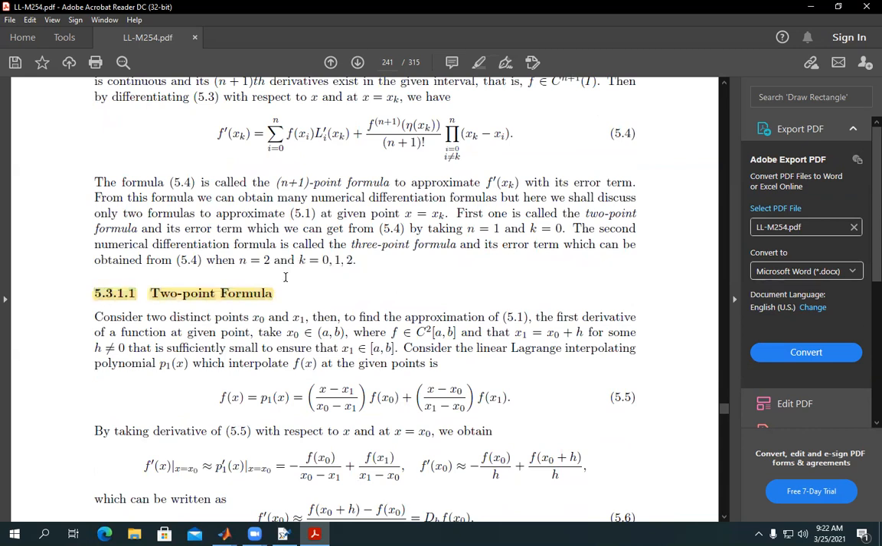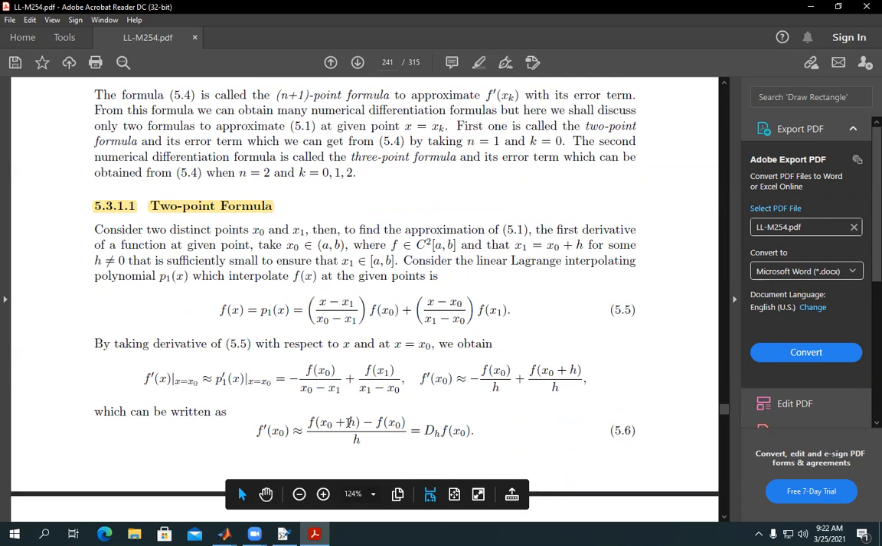First rule is called the 2-point rule, the 2-point formula. Here I prove the formula, but no need to prove here. And this is the formula you have to remember. This is called the 2-point formula.